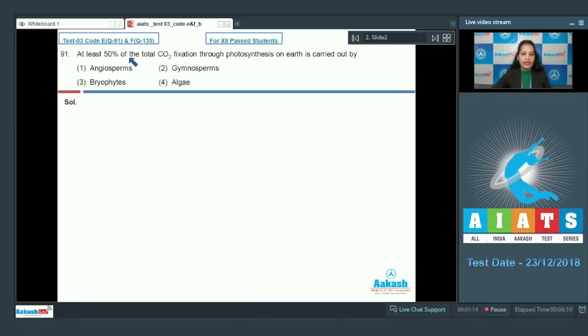At least 50% of the total CO2 fixation through photosynthesis on Earth is carried out by: first option, angiosperms; second, gymnosperms; third, bryophytes; fourth, algae. This is a very easy question from your NCERT, that out of total CO2 fixation through photosynthesis on Earth, 50% of that CO2 fixation is carried out by algae. So the correct option for the given question is option number 4. Let's move on to the next question.